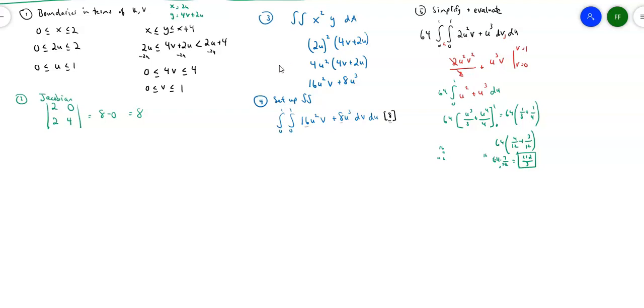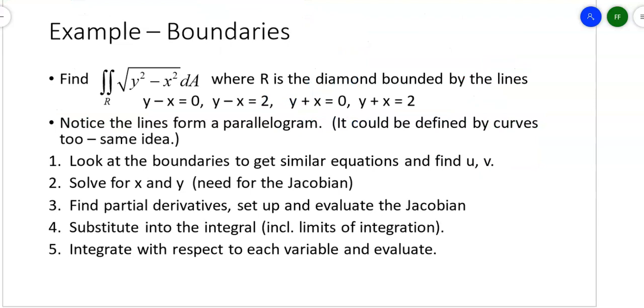All right, let's try one more and then we'll do one more video with the triples. In this case, let's take a look at the boundaries first. It says we're evaluating the double integral, square root of y squared minus x squared. R is the diamond bounded by those four lines: y minus x is 0, y minus x is 2, y plus x is 0, y plus x is 2. Did they give us a substitution for this one? It doesn't look it. So we're going to have to come up with our own substitution.